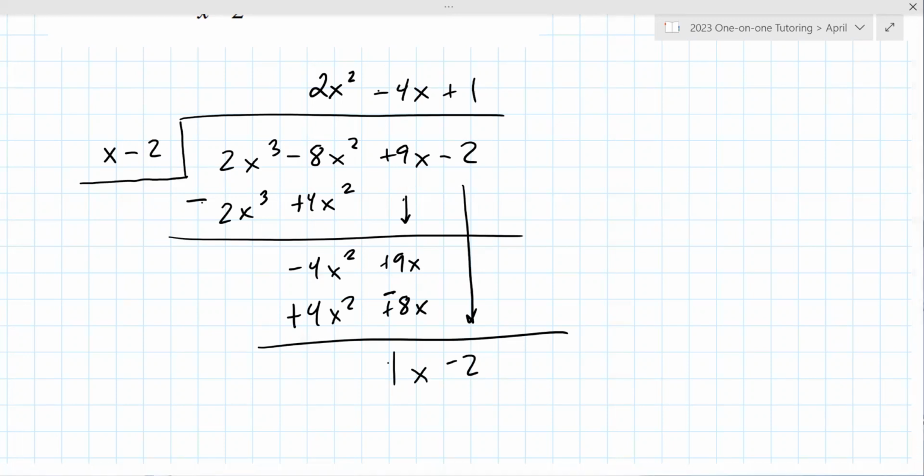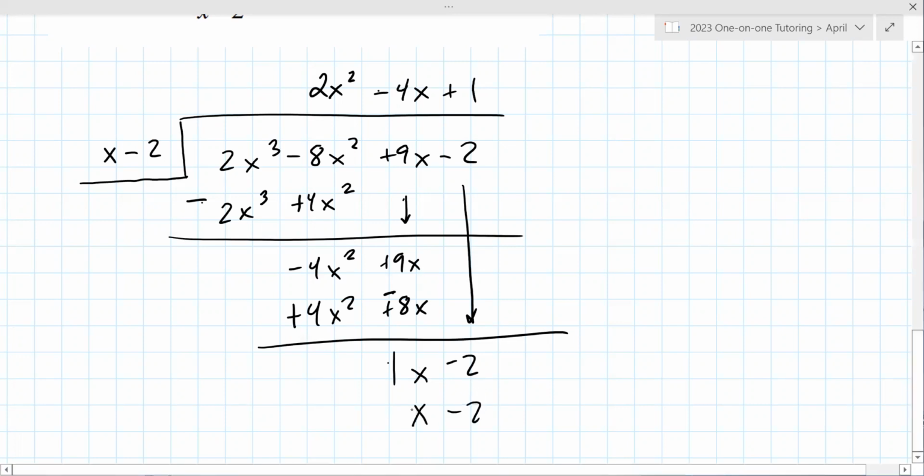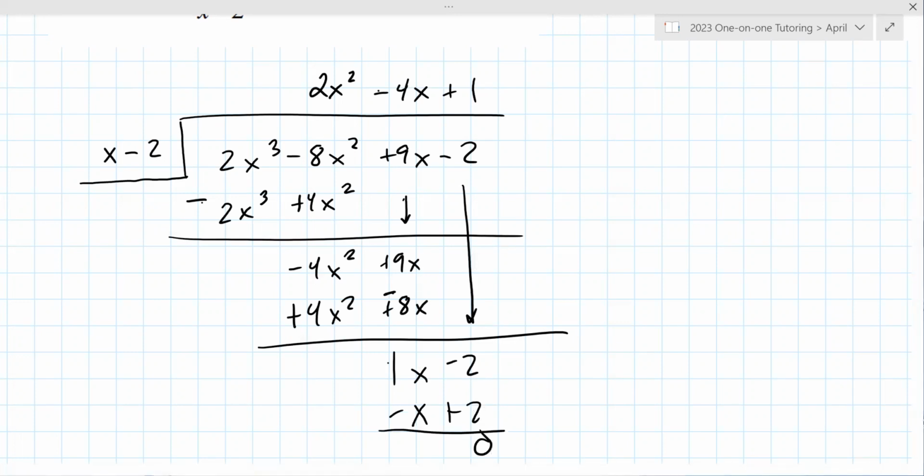So it would just cancel out to 0. Yes, because you change the signs. 1x again, and then -2. So it would end up being 0, 0. Yes. So the answer would be 2x squared minus 4x plus 1. Yes. All right, so let me have you try one here on your own.